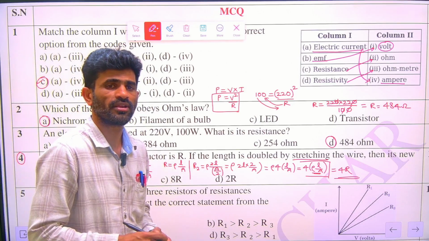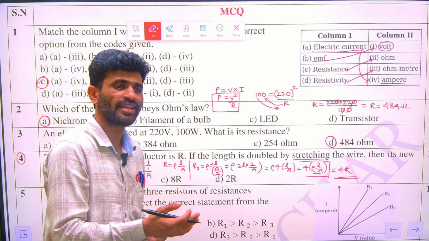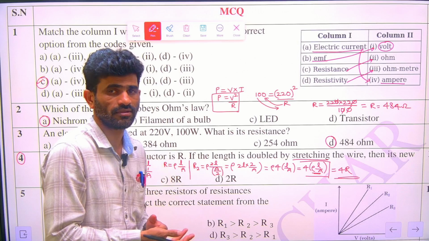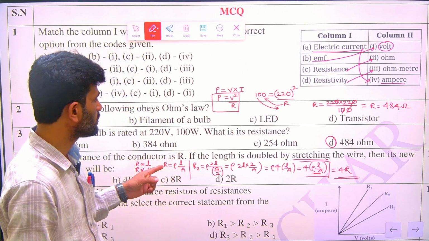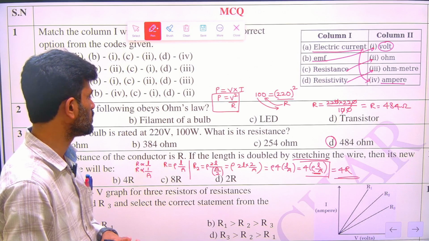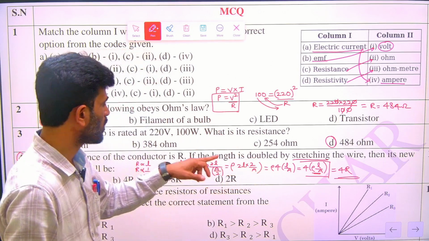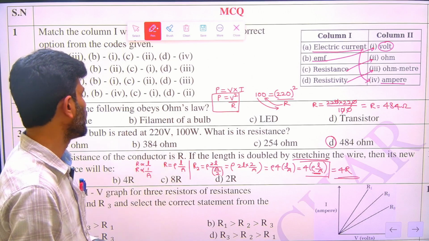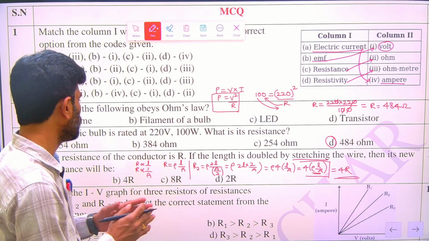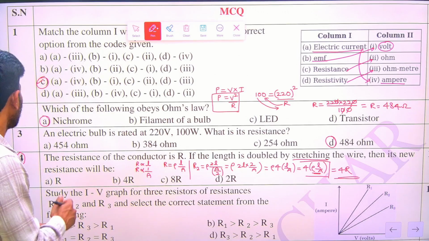You have to remember, when length is increased, resistance will be increased. When area is decreased, resistance is also increased. So here area becomes half, so resistance will be 2 times. So you have to remember that 4 times: 2 times for length, 2 times for area, total 4 times it will be increased, 4R.